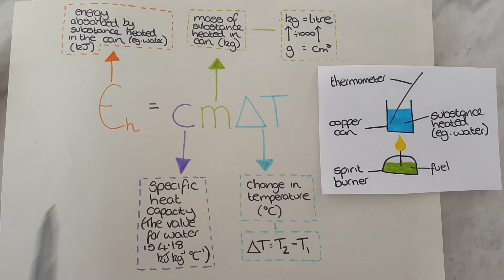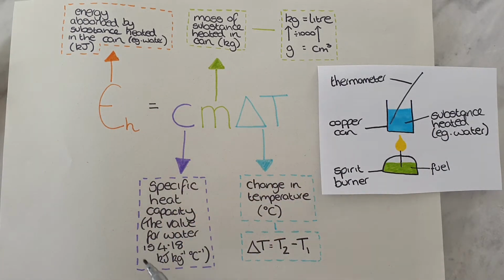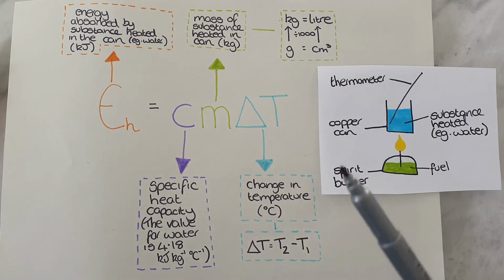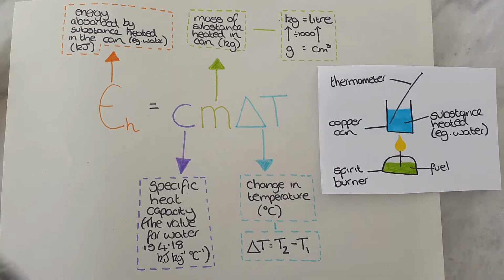So a few wee points I've added in is all the units. Make sure you're aware of those. The specific heat capacity one is in the data book. The rest you'll just need to be aware of. For mass, normally you'll be given it in grams or as a volume in cubic centimetres. So just be aware of that conversion.